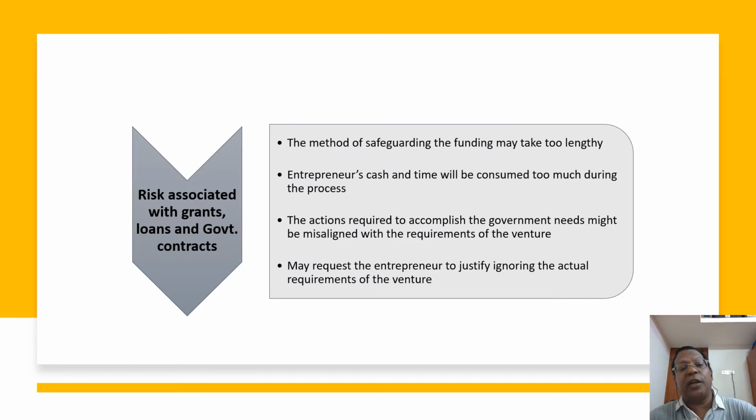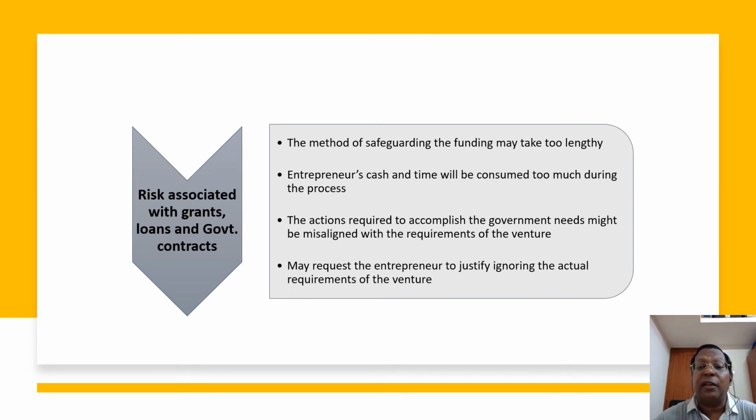Now, risk exposure with grants and government loans. Here, you need to spend a lot of time. It's a lengthy process. You need to write lots of documents trying to achieve what the government is trying to do in order to get the money. The entrepreneur's cash and time will be consumed because sometimes it can take even 18 months to get a grant.